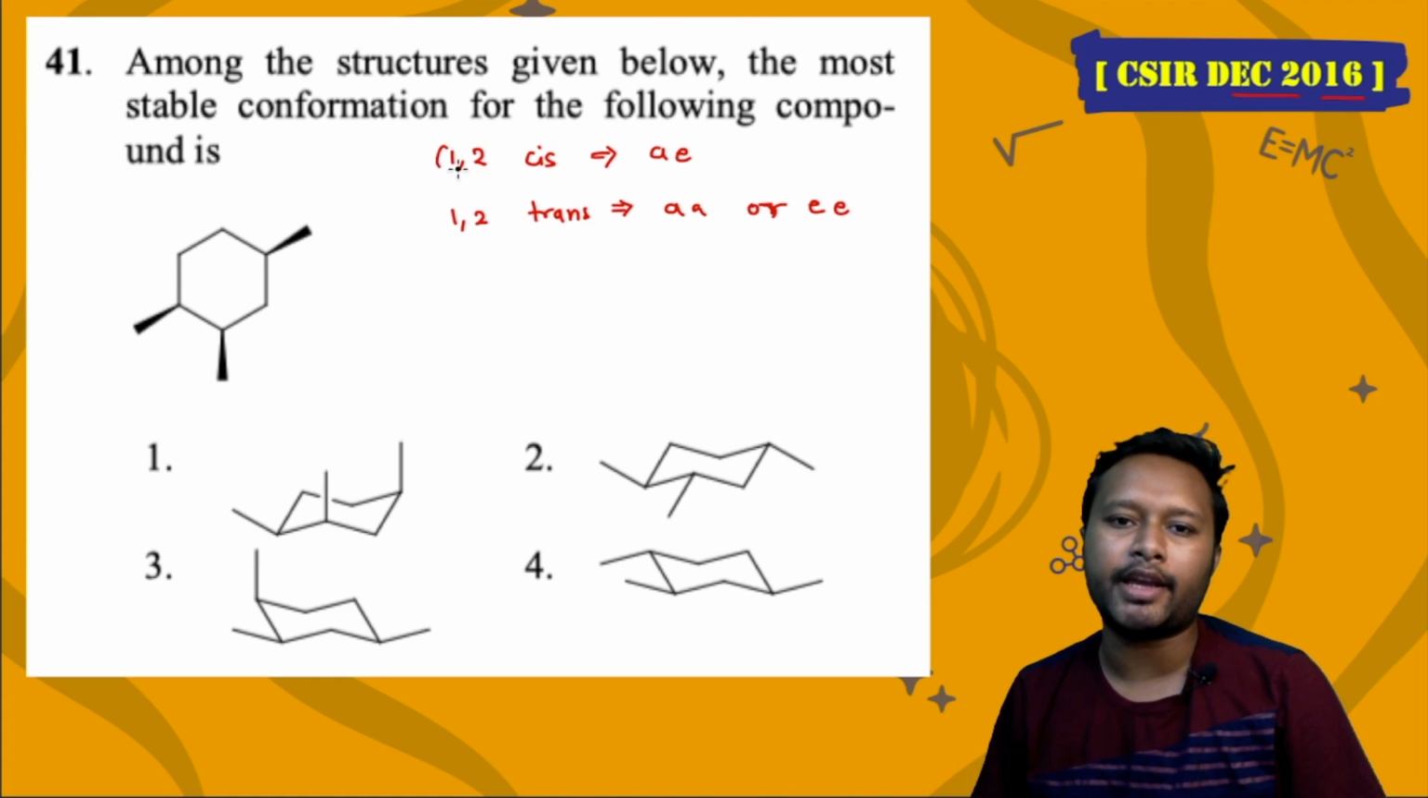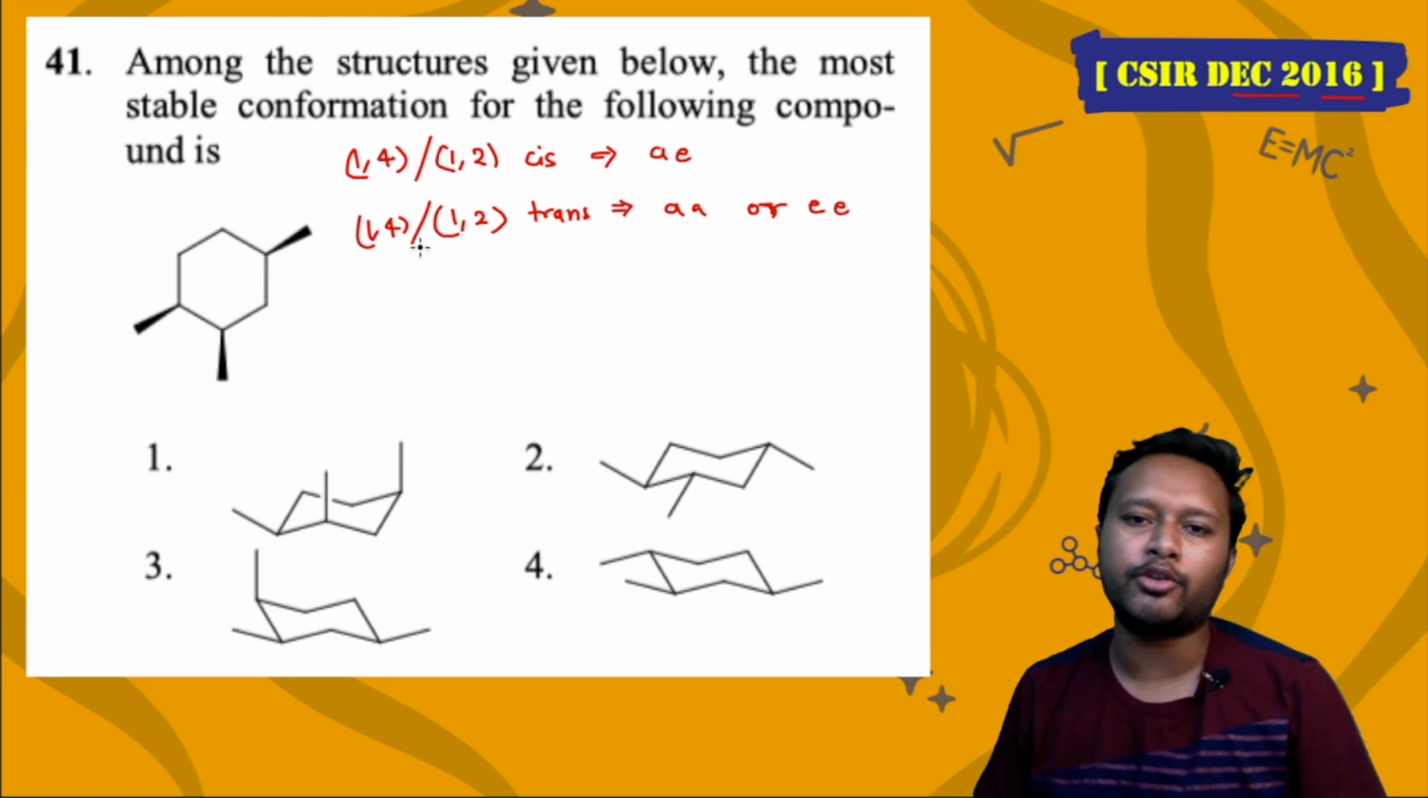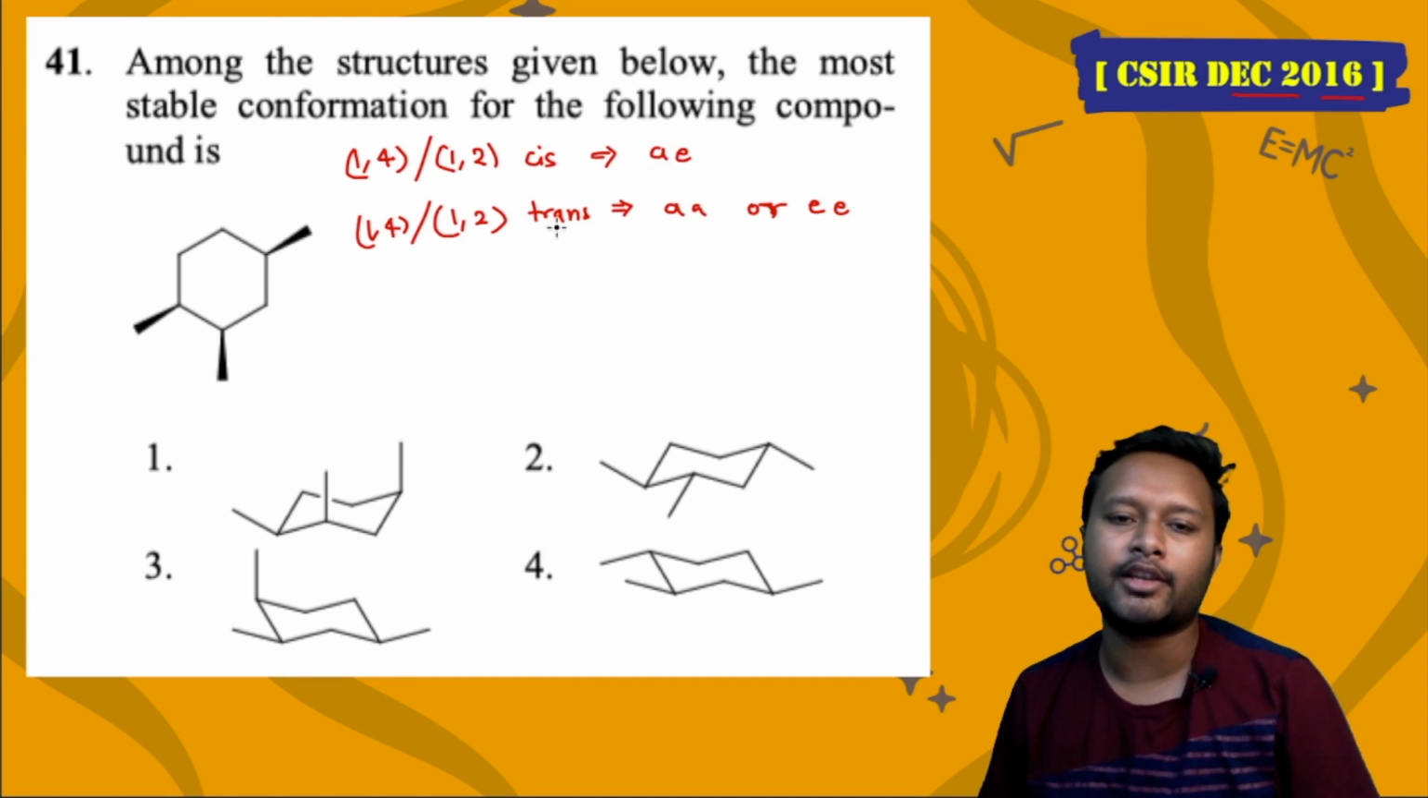The same thing applies to 1,4 conformation as well. That means if it is 1,2 or if it is 1,4, in both cases the same thing applies. So 1,4 cis or 1,2 cis, both of them are going to be axial equatorial.